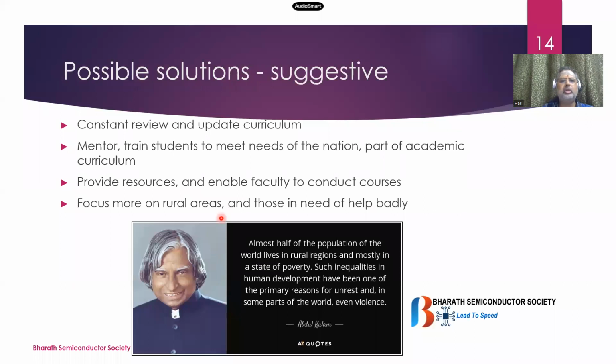Okay. So what are the possible solutions, right? Constant review and update of the curriculum. We said the curriculum is 10 years old, right? So the curriculum has to keep up. Even if we had a curriculum in 2023, by 2025 it will be outdated, because industry moves very fast.